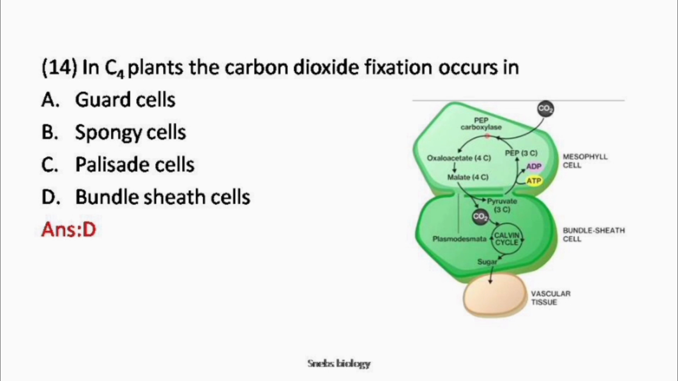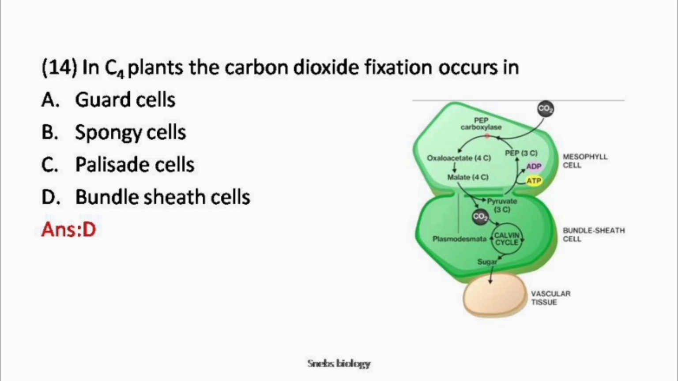Next, question number 14. In C4 plants, the carbon dioxide fixation occurs in option A, guard cell, option B, spongy cells, option C, palisade cells, option D, bundle sheath cells. So the Kranz anatomy is a characteristic feature of leaves of C4 plants like maize, sugarcane.